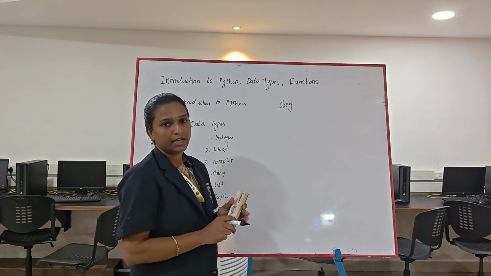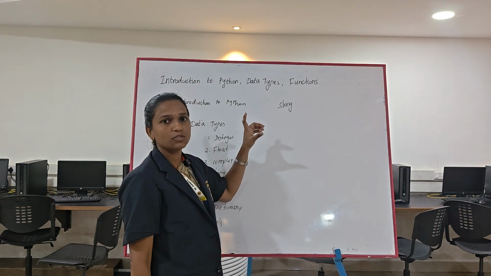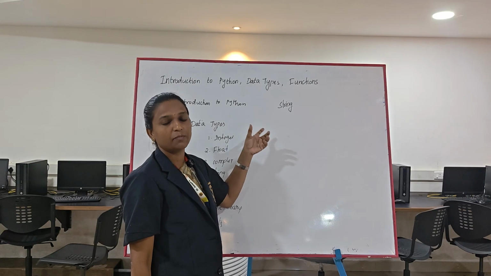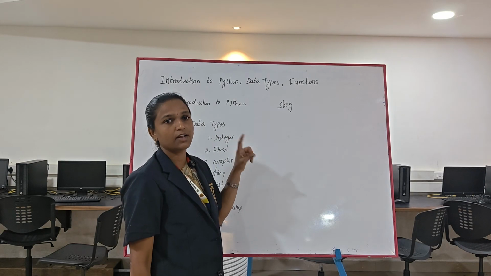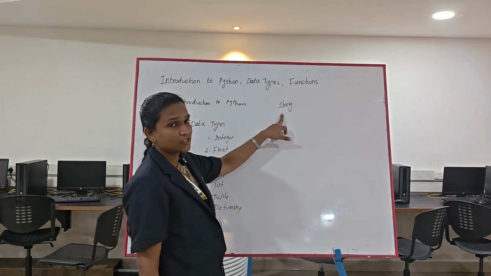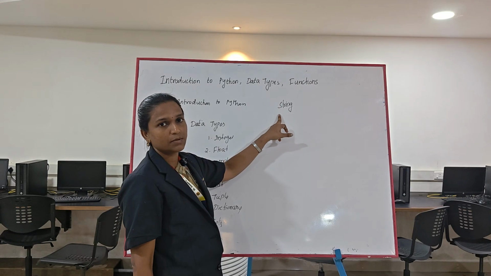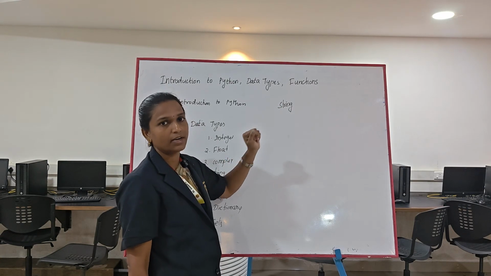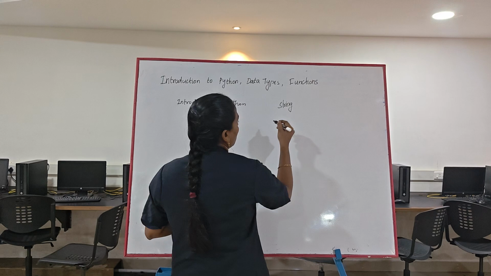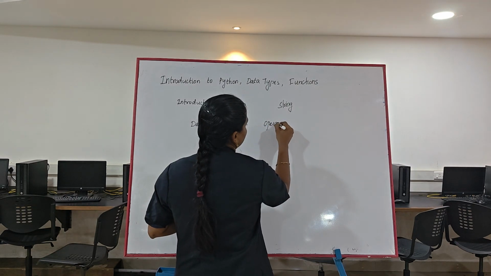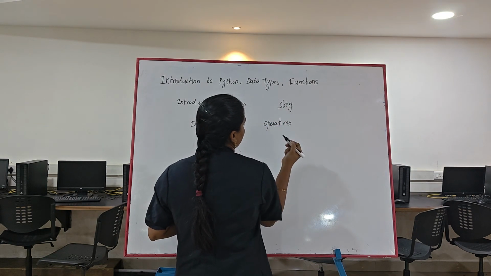A string is a collection of characters enclosed in a quotation. That means the quotation can be either single quotation or double quotation. So it is a collection of characters enclosed in a quotation mark. It can be either single or double. Now we will see the operations of string.